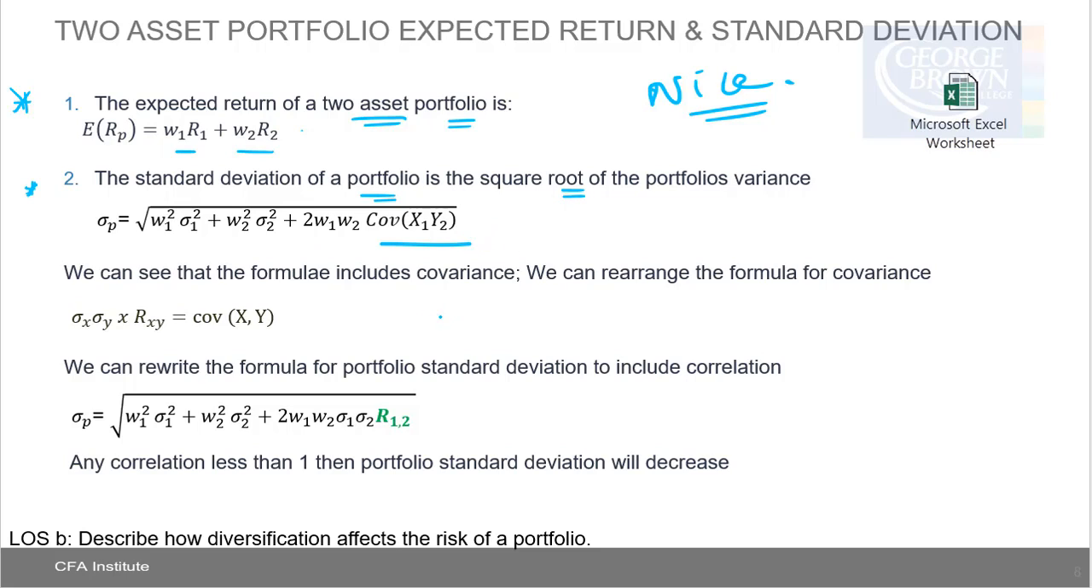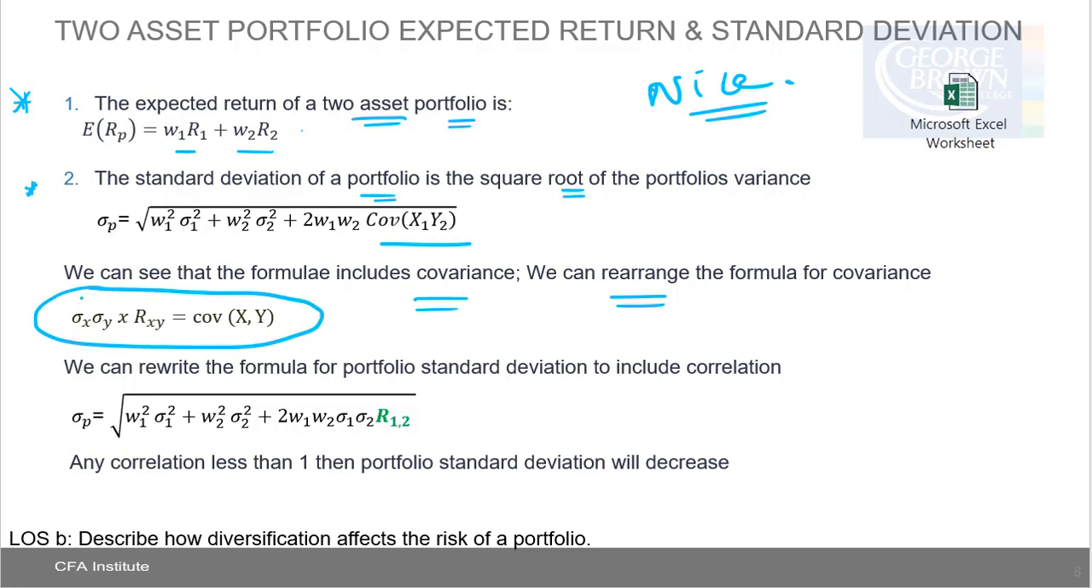So we can see, this is why I wanted to start with the previous slide, that the formula for the standard deviation of a portfolio includes covariance. Yes, because assets may not necessarily be moving in the exact same direction. They may not have a correlation of 1. So we can rearrange the formula for covariance, and that is what I was doing on the previous slide.